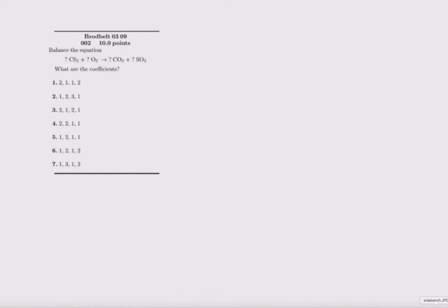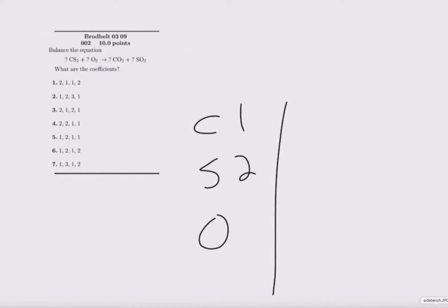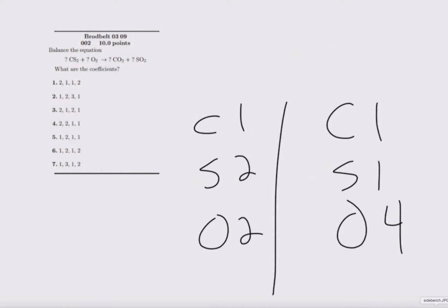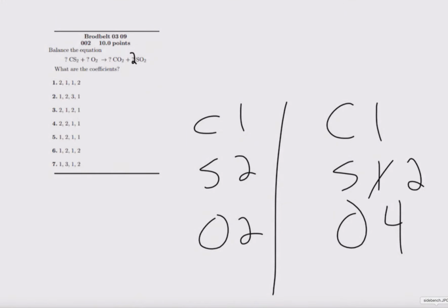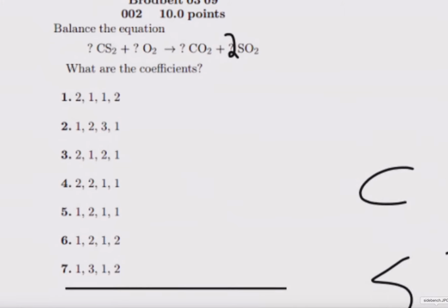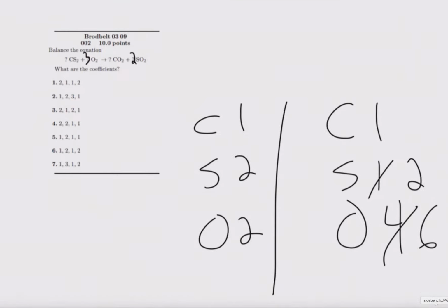Same type of question, different equation. We've got 1 carbon, 2 sulfurs, 2 oxygens on one side. On the other side, we've got 1 carbon, 1 sulfur, and 4 oxygens. Well, the first thing is that the sulfurs don't balance, so we have to put a 2 in front of that. That gives us 2 sulfurs, but it now gives us 6 oxygens, which means I need 6 oxygens on the other side. If I put a 3 in front of this oxygen, it gives me 6. So my coefficients now are 1, 3, 1, and 2, which is this answer down here.